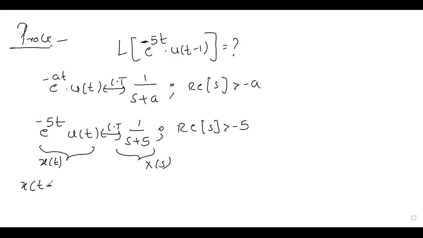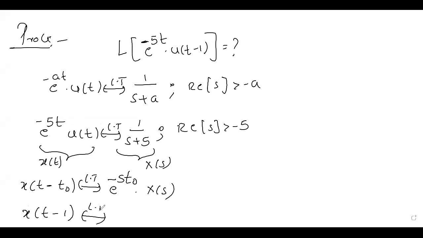x of t minus t naught. What is its Laplace transform? E power minus s, whatever shifting constant is there, multiplied with x of s. Okay. So now, what is there? u of t minus 1 is there. So here instead of t minus 1, I have to get the constant. I will select it as 1. Then what is its Laplace transform? E power minus s into 1 into x of s.